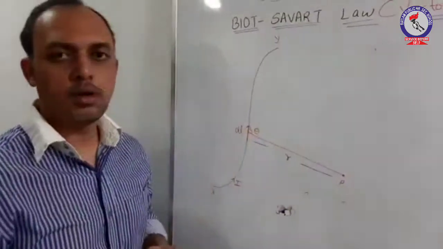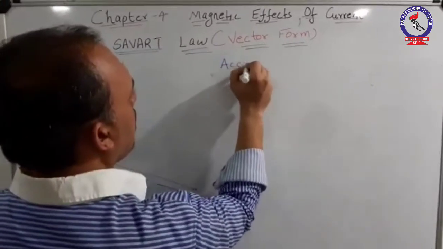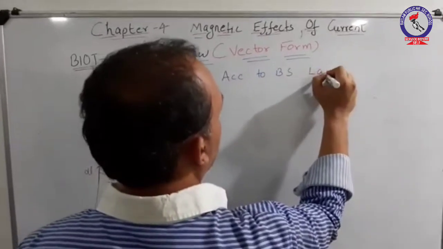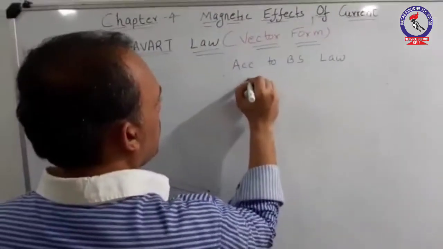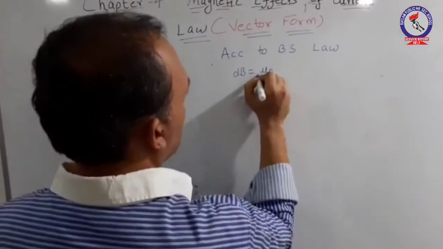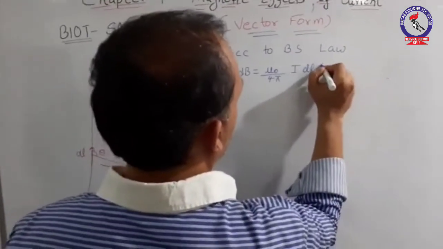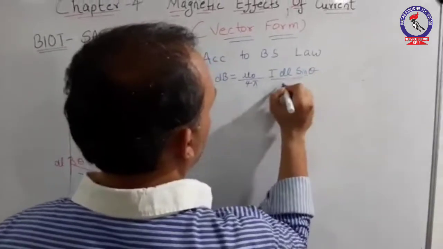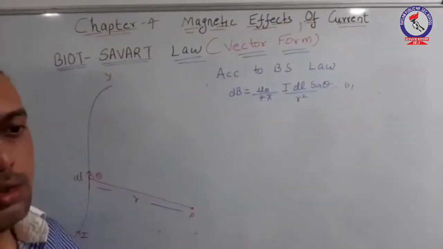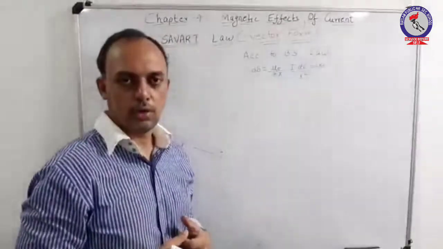Applying the various parameters which we have just observed, according to Biot-Savart law, the magnitude of magnetic flux density can be written as dB equals mu naught upon 4 pi, I dl sin theta by r square. Let this be equation number 1. This is the basic equation of Biot-Savart law, which is to be converted into its vector form.